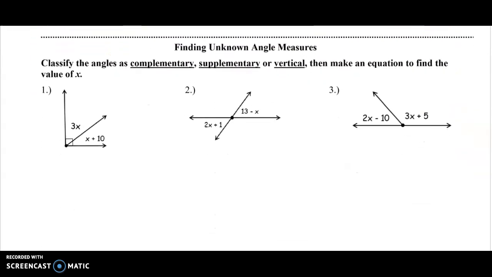Last couple problems we are going to look at, finding the unknown angle measures. So we're going to classify the angles as complementary, supplementary, or vertical, and then make an equation to find the value of x. So this video is actually about to end, so I'm going to go ahead and pause here. The video of us finishing these next three problems is going to be posted right below. So you can stop this one and then pick up right with the next one.